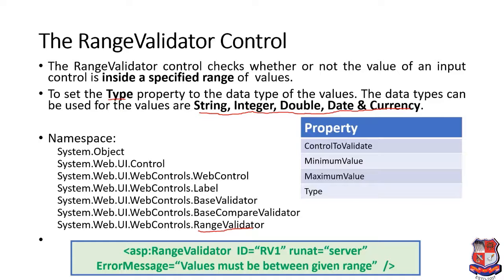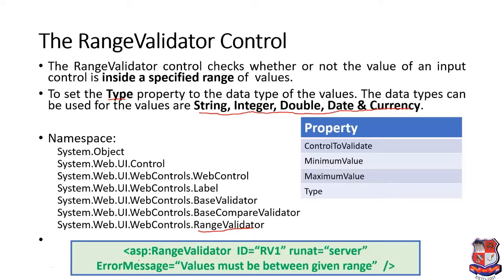Apart from these, properties are also available for the range validator control. Those properties are: control to validate, which is used to contain the input control to validate. Next is minimum value. It is used to set or obtain the minimum value of the validation range for the range validator control. And next is maximum value. This property is used to obtain or set the maximum value of the validation range for the range validator control. And the next property is type. We already discussed the probable values of the type property: string, integer, double, date, and currency.